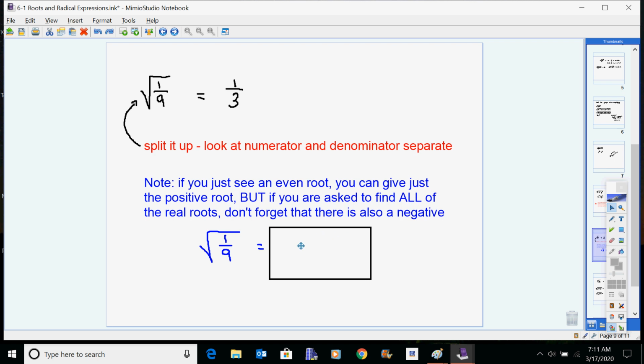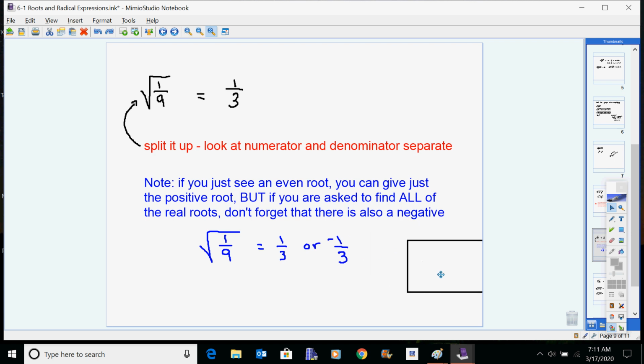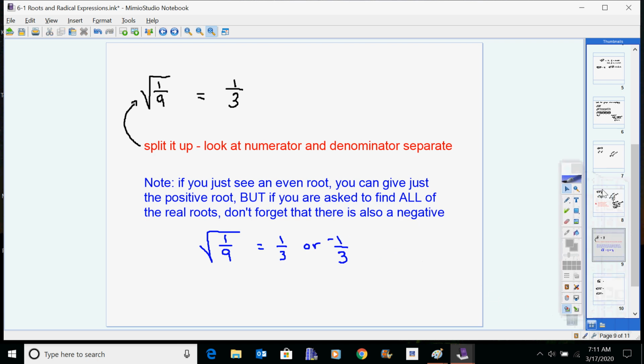If you happen to have an even root, okay, if the directions say to find all of the real roots, don't forget that you have a positive and a negative, just like we did when we were solving our roots in the last chapter when you were trying to find the answers. Maybe you were solving by completing the square or some other method. Remember, we had two answers. So if it says to find all of the roots, don't neglect the second root, the negative version of it, because 1/3 times 1/3 gives you 1/9, but also negative 1/3 times negative 1/3 gives you 1/9. So this can apply to fractions, it can apply to decimals. You can always write a decimal as a fraction to help yourself out.